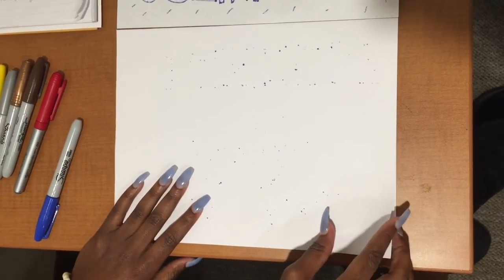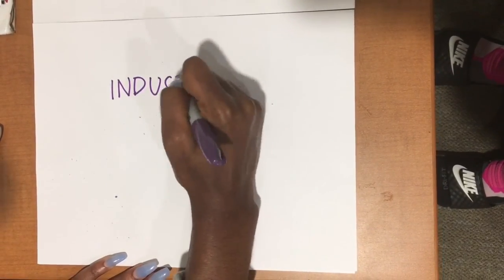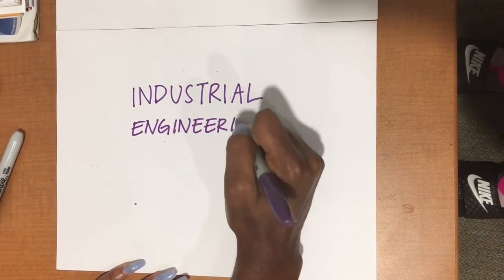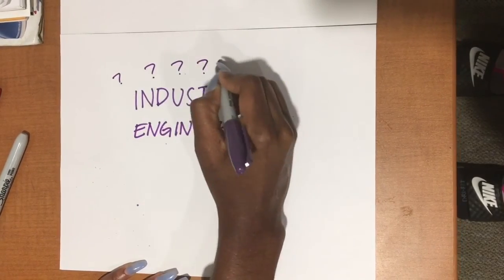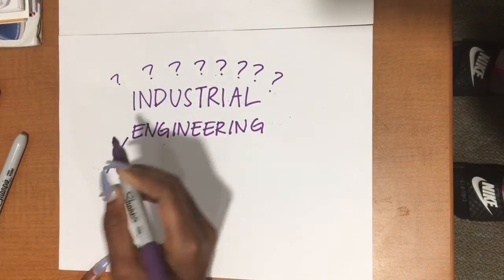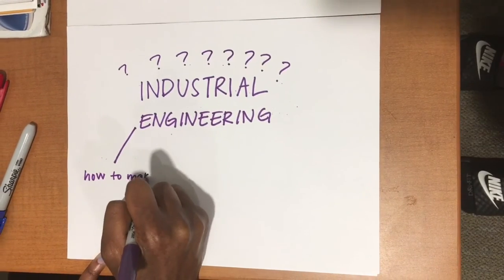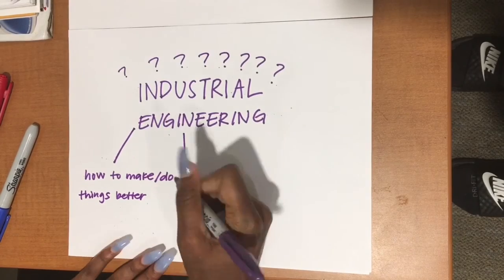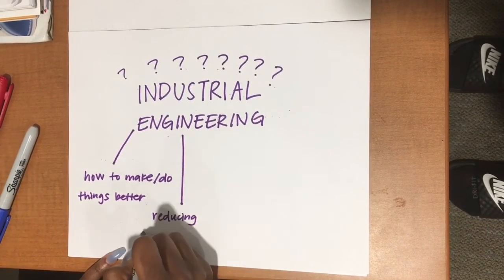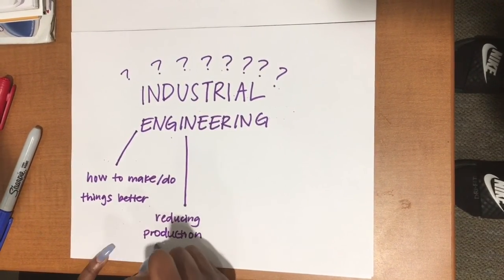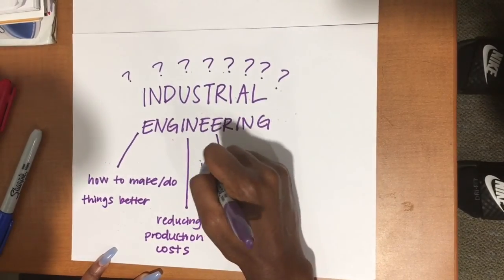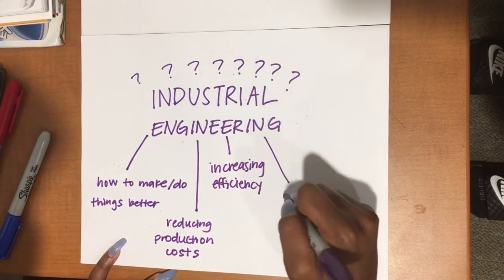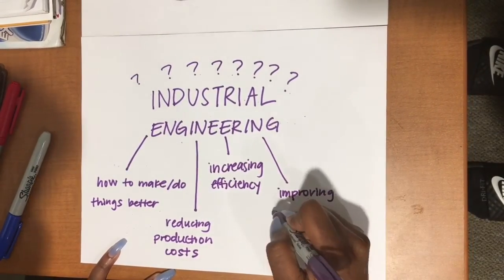Now, what is industrial engineering? Industrial engineering is concerned with a lot of things. For example, how to do or make things better, reducing production costs, increasing efficiency, and improving quality of products.